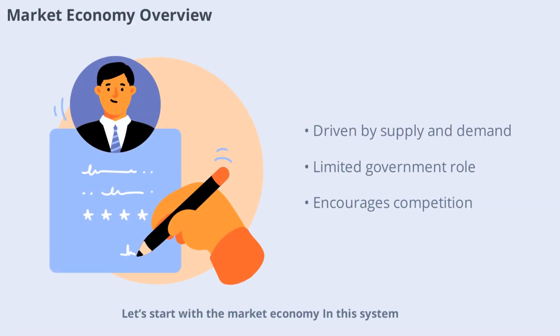Let's start with the market economy. In this system, decisions about production and distribution are driven by the interactions of individuals and businesses in the marketplace. Prices are determined by supply and demand, and resources are allocated to where they are most valued. The government's role is limited, mainly to enforcing laws and protecting property rights. This system encourages innovation and efficiency, as businesses compete to meet consumers' needs.